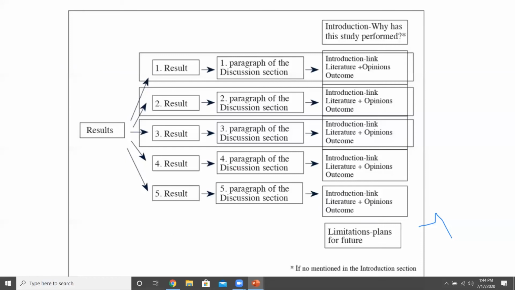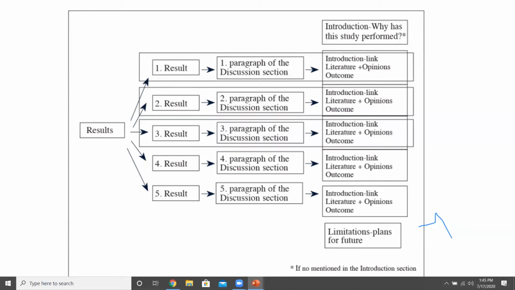I saw a very interesting graph online, and it's just a map in your head. To begin with, we have the results, and we've already written the results in the results section. We all know that there are millions of results that we get. Focus on the important results. Then, for each result, try to form your paragraph, your idea, in the discussion section about it.